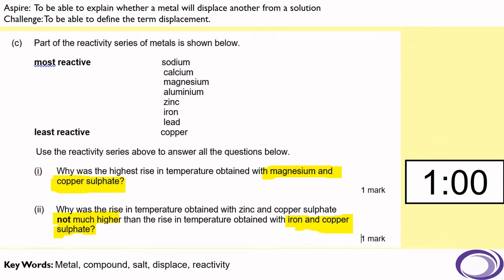Part of the reactivity series of metals is shown below, so they are ranked from most reactive to least reactive. Use the reactivity series above to answer all of the questions below. So the first one is, why was the highest rise in temperature obtained with magnesium and copper sulfate? And the second one is, why was the rise in temperature obtained with zinc and copper sulfate not much higher than the rise in temperature obtained with iron and copper sulfate?